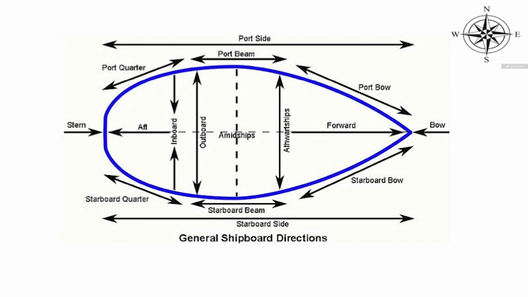Here you see amidships in the longitudinal or fore and aft center of the ship, halfway between the bow and the stern. The term is used to convey the idea of general locality, but not that of definite extent. Outboard is a direction away from the center of the ship. Inboard is towards the center line of a ship. Athwartships is the direction across the ship, at right angles to the center line.